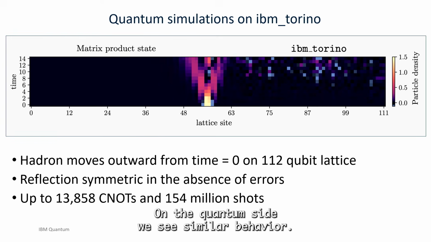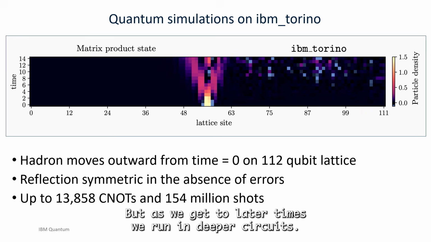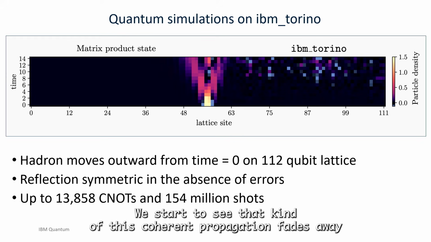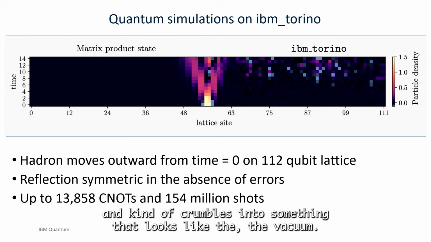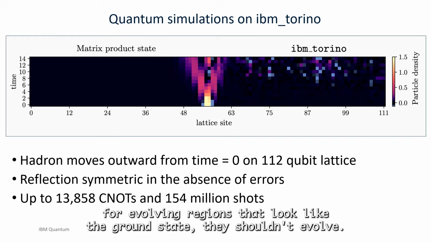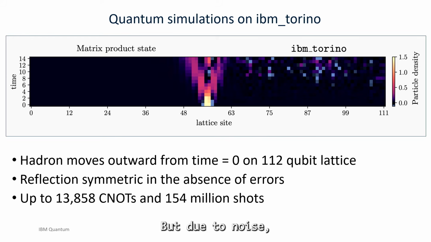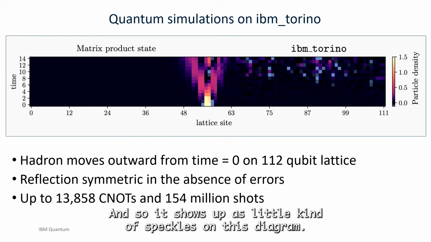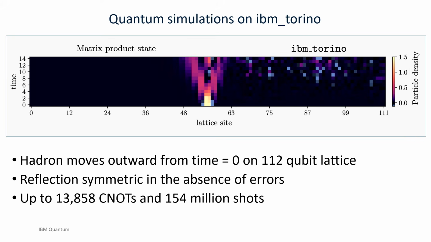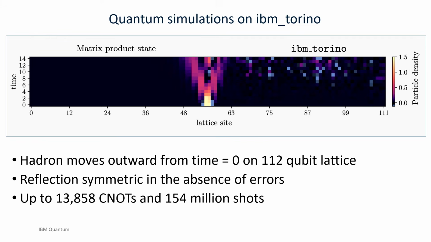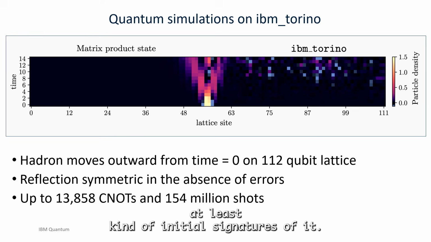On the quantum side, we see similar behavior, but as we get to later times, we're running deeper circuits, we start to see that this coherent propagation fades away and crumbles into something that looks like the vacuum. At the same time, we know that we're evolving regions that look like the ground state. They shouldn't evolve, but due to noise, we can see noise is creating these particle-antiparticle pairs, and so it shows up as little speckles on this diagram. But excitingly, we're able to actually see this hadron propagation, at least initial signatures of it.